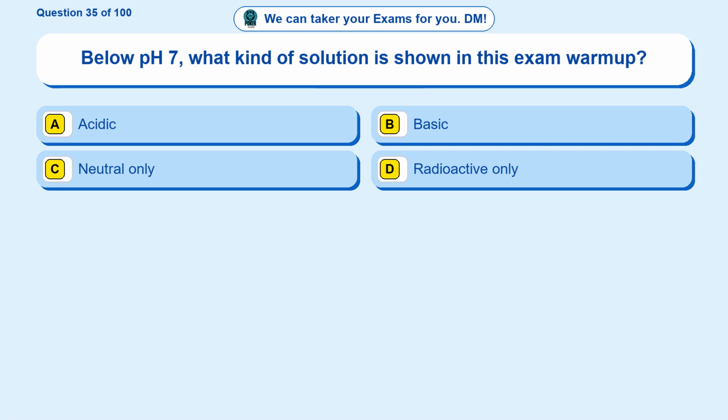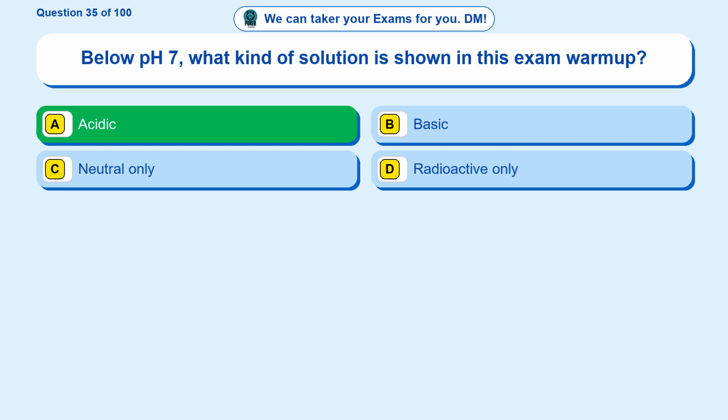Question 35. Below pH 7, what kind of solution is shown in this exam warm-up? Option A, acidic. Option B, basic. Option C, neutral only. Option D, radioactive only. The correct answer is option A.